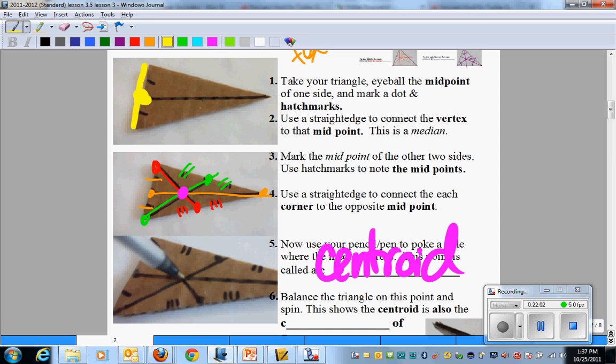Perfect. Look how nicely this is balanced. Guys, look up here. There's a reason why this works. You have found what's called the center of gravity. The centroid is also the center of gravity.